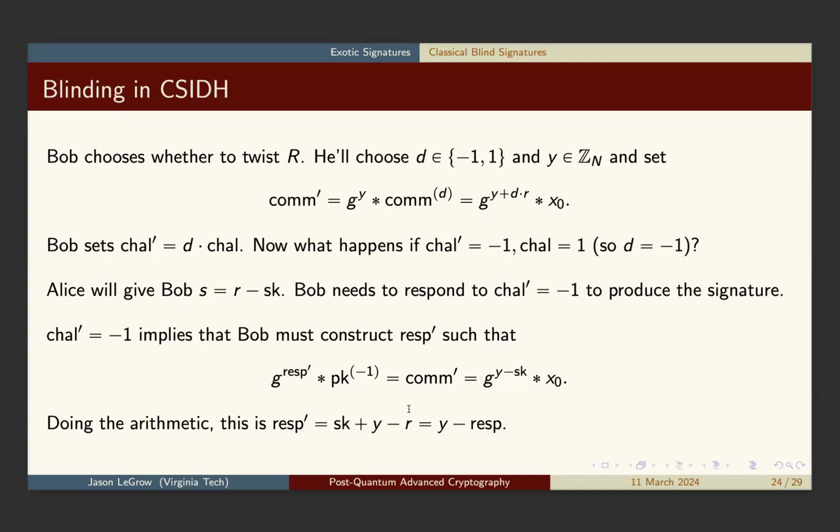So by changing the sigma protocol, it becomes more amenable to blinding, and that allows us to construct a blind signature. Bob knows y, I guess that's the important thing. Bob chose y up here.